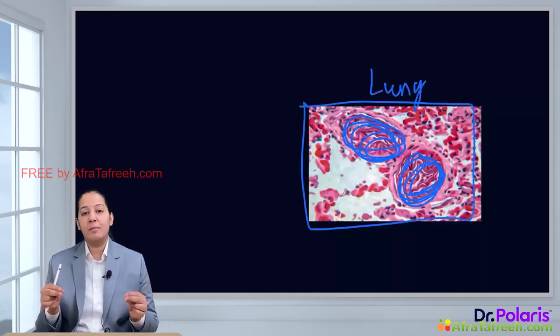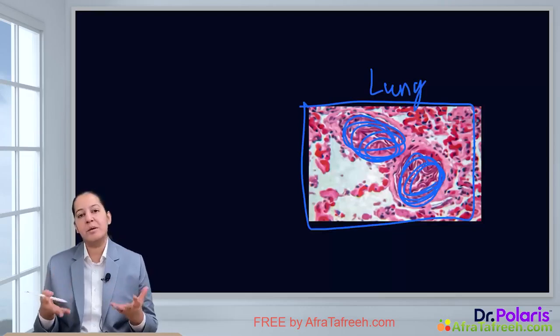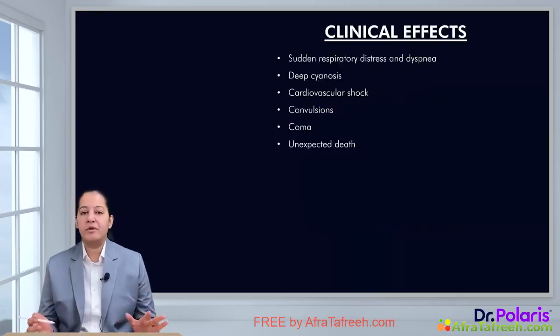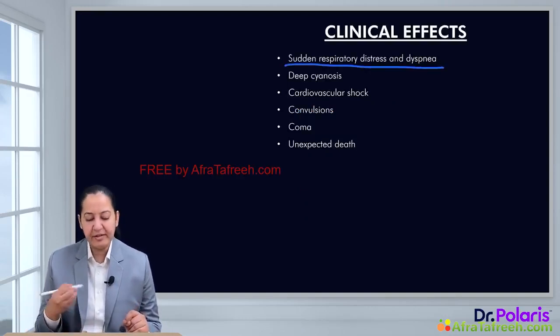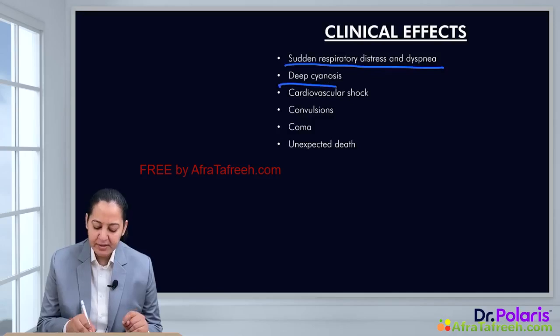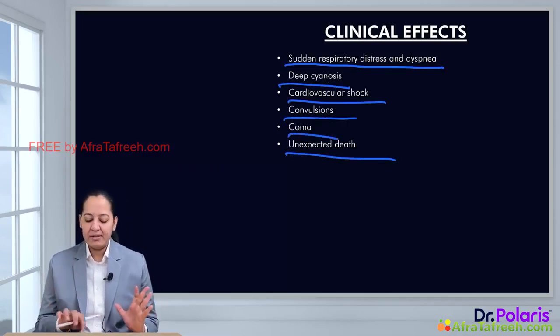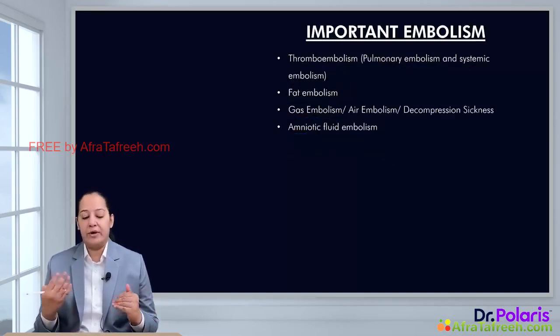So inside the lung of the mother, squames of the baby are present in the form of amniotic fluid embolism, that is producing pulmonary embolism. That can be the cause of death in this scenario. The lady can have sudden respiratory distress and dyspnea, deep cyanosis, cardiovascular shock, convulsions, coma, and ultimately death. So this is the end result of pulmonary amniotic fluid embolism.